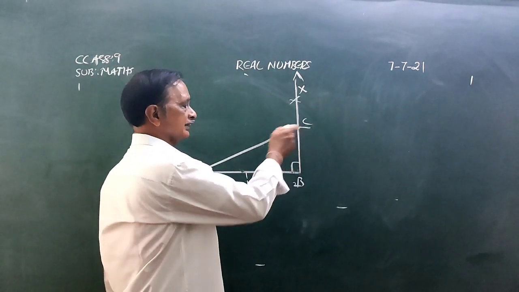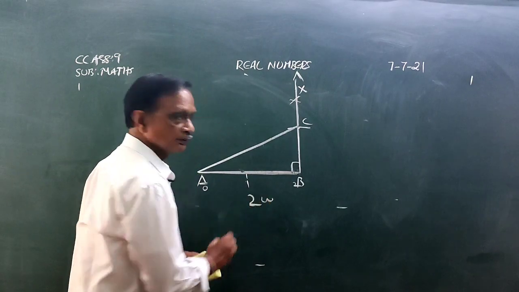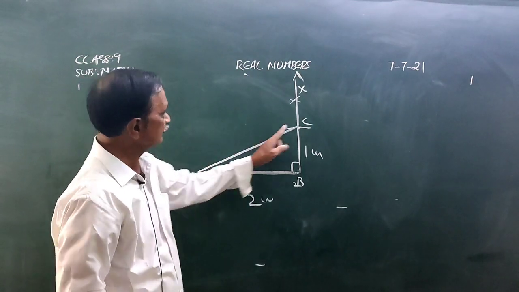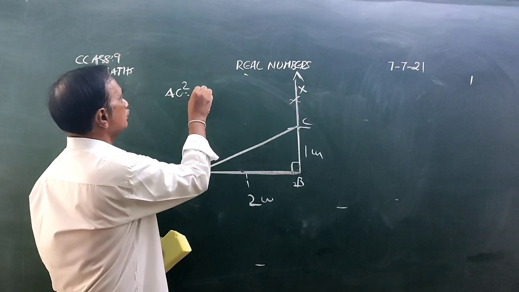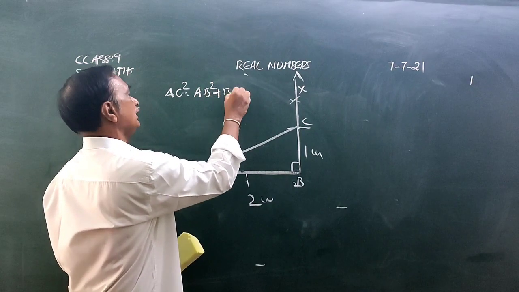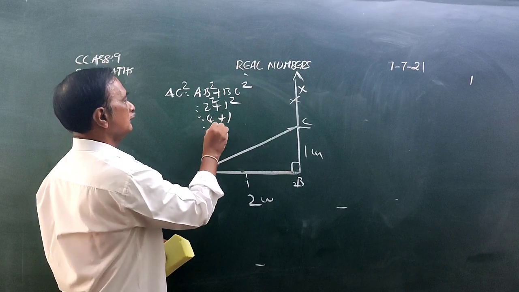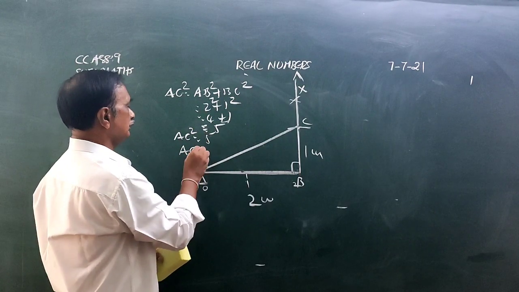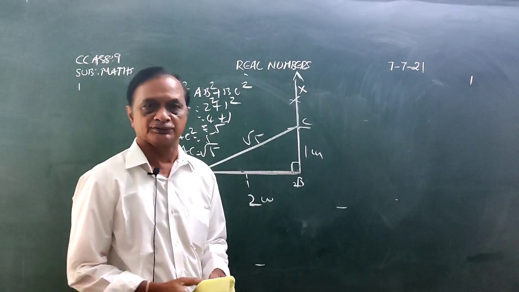So we got a right angle triangle here, in which the length of AB equal to what? 2 units. And the length of BC equal to what? 1 unit. Can you find the length of AC? AC square equal to AB square plus BC square. 2 square plus 1 square, 4 plus 1, 5. AC square equal to 5. AC equal to root 5. Therefore, the length of AC equal to root 5 units.